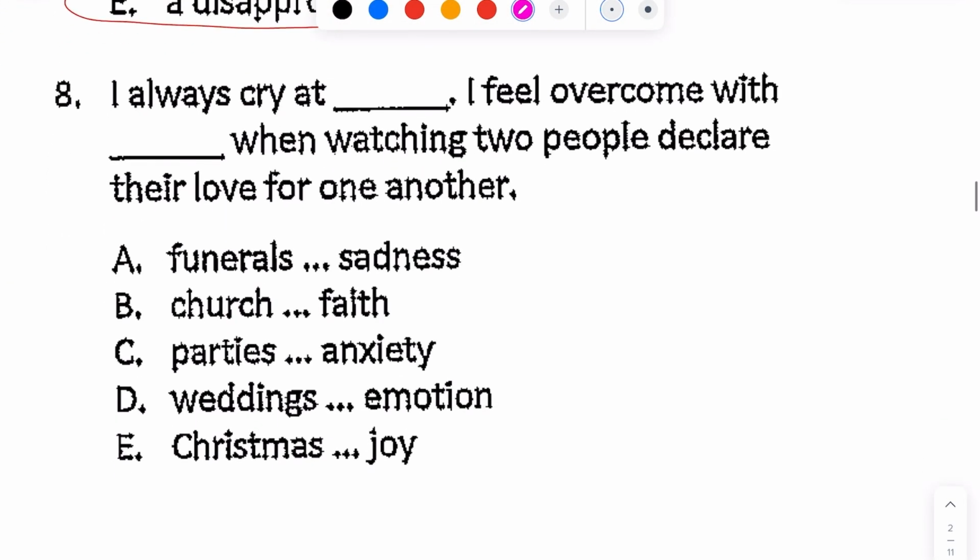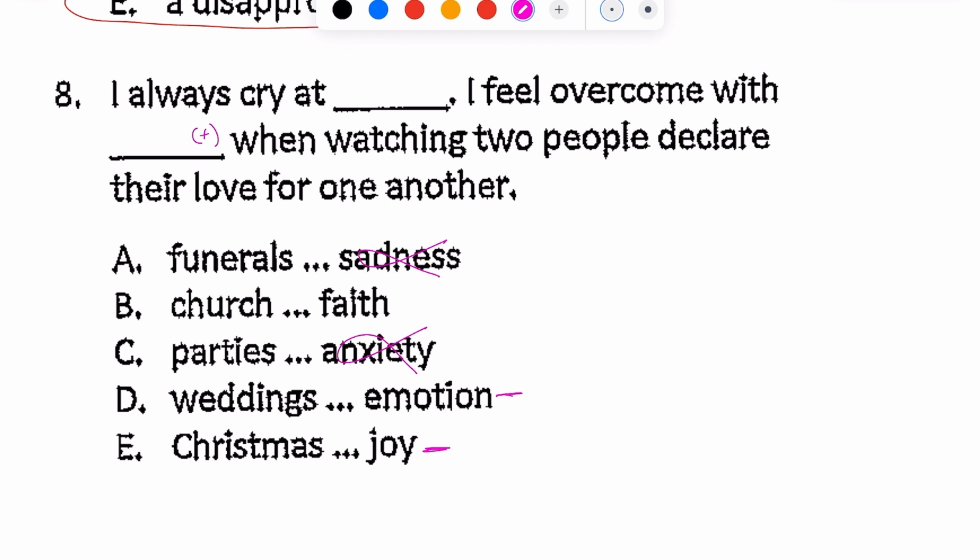All right, next for number 8, I always cry at blank. I feel overcome with blank when watching two people declare their love for one another. All right, so here you want to figure out what feeling you have when you're overcome with something, when you have two people declaring their love for each other. So when two people declare their love for each other, that's a positive word. In the second blank, so it's not going to be sadness or anxiety. So it would be emotion or joy. So that would work.